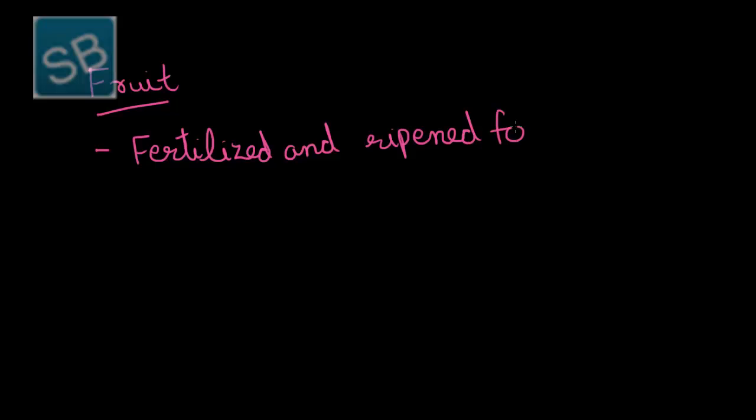Till now we have studied one of the most important morphological structures of a plant, that is the flower. Now we will begin with another morphological structure, that is the fruit. Now fruit is generally defined as the fertilized and ripened form of the ovary. Thus, the fruits that are formed by the fertilization of the ovary are called true fruit.